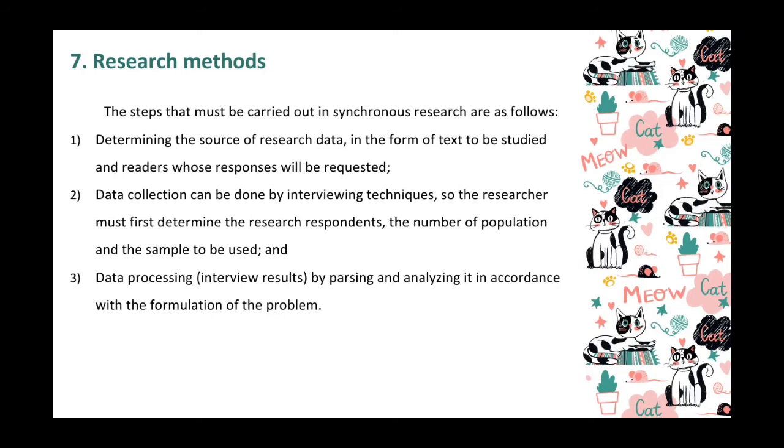7. Research methods. The steps that must be carried out in synchronic research are as follows. 1. Determining the source of research data in the form of the text to be studied and the readers whose responses will be requested. 2. Data collection can be done by interviewing techniques, so the researcher must first determine the research respondents, the number of the population, and the sample to be used. And 3. Data processing of the interview results by parsing and analyzing them in accordance with the formulation of the problem.